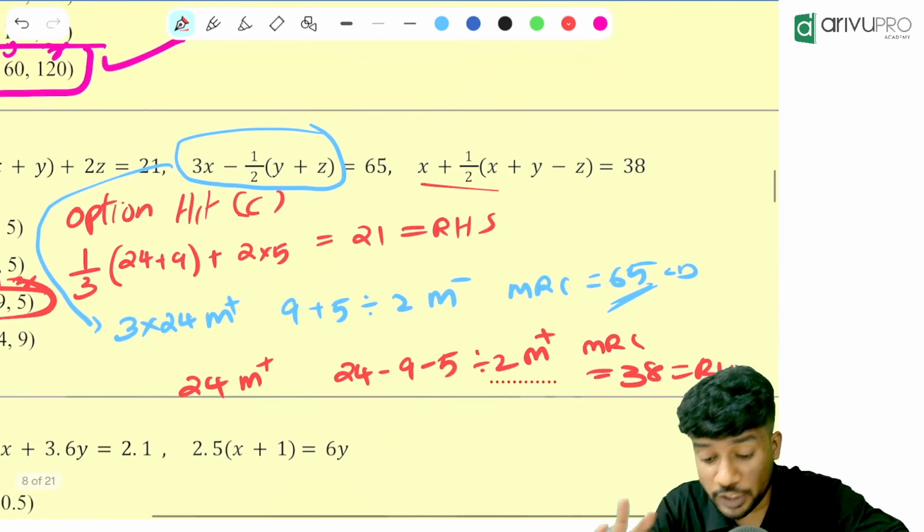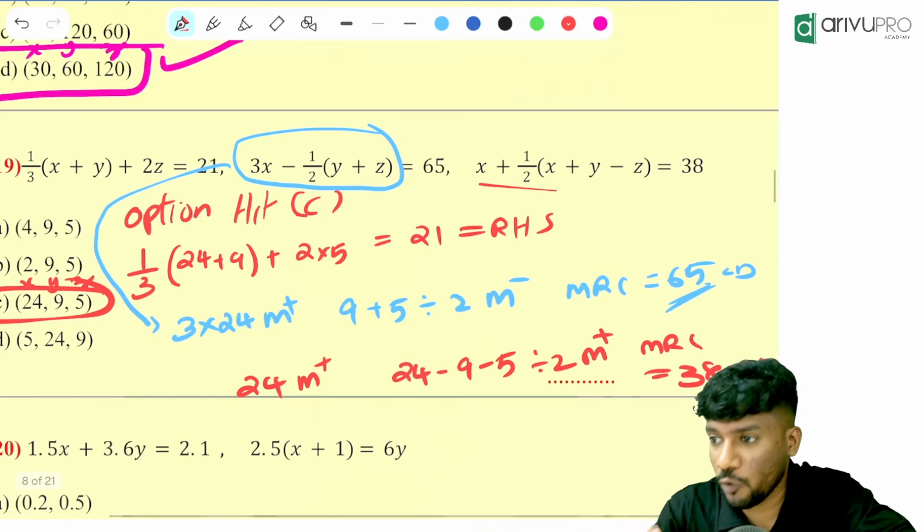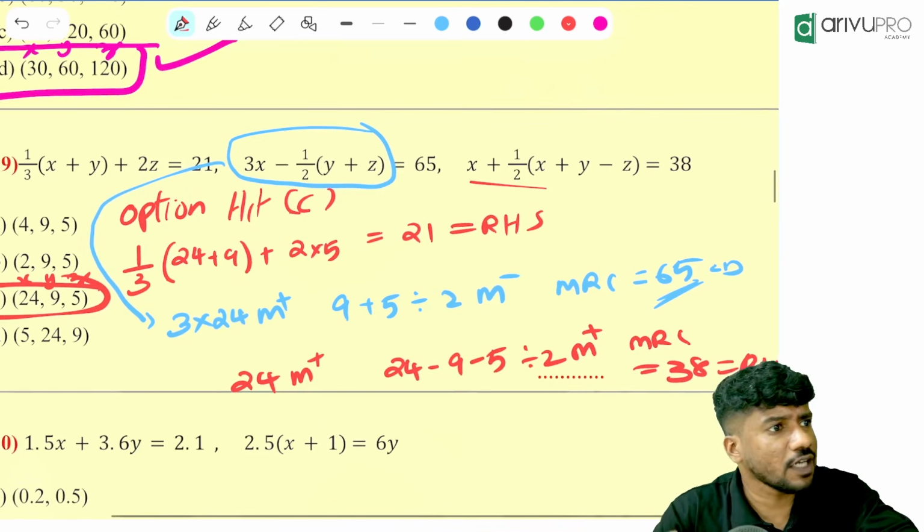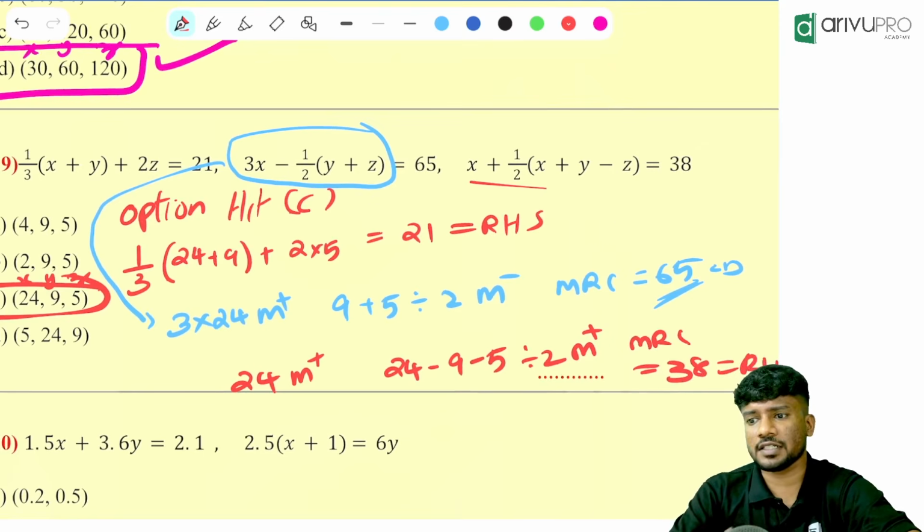Don't even write in the exam. If you want, now you can make a note of it. Other than that, just use the calculator. Directly go for the answer.